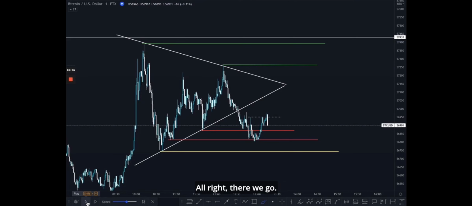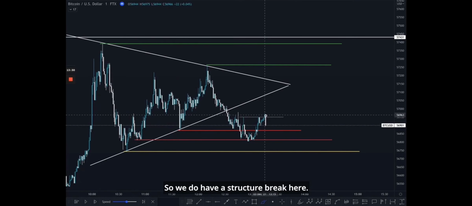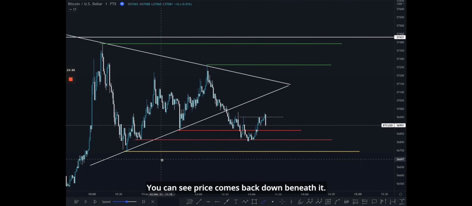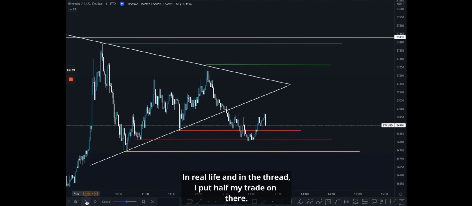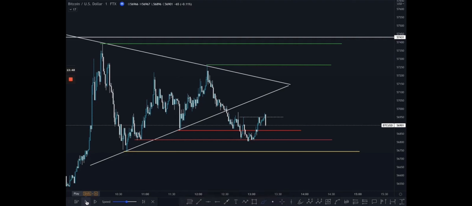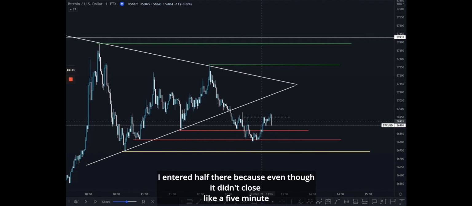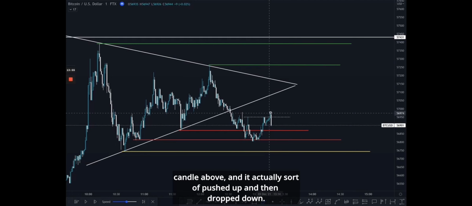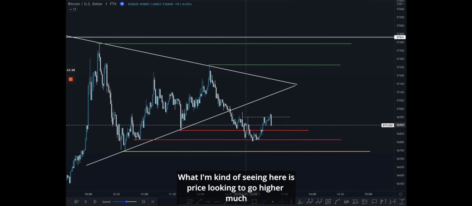All right, there we go. So we do have a structure break here. You can see price comes back down beneath it. In real life and in the thread, I put half my trade on there. If you go back and look through it, you can see where I put it on. I entered half there because even though it didn't close a 5 minute candle above, and it actually pushed up and then dropped down, what I'm seeing here is price looking to go higher much more than it's looking to go lower.